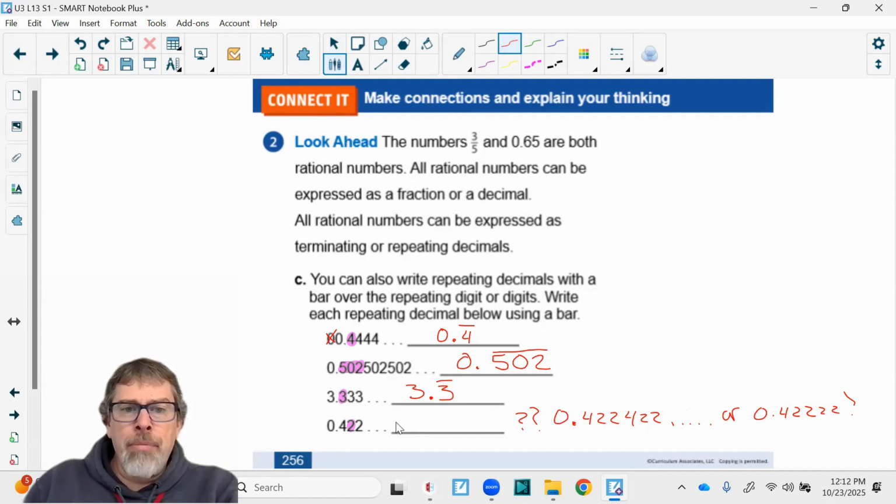So I would probably say, because this is worded not so well, I'd put 0.42 and just repeat the 2. But who knows? Maybe they meant it was 0.422 repeating. But in that case, you should actually show it more than once. So I'm going to go with this. Maybe it isn't 422, 422, 422, because they didn't write it twice like they did here. Okay, so let's just go with the 2 repeating on that.